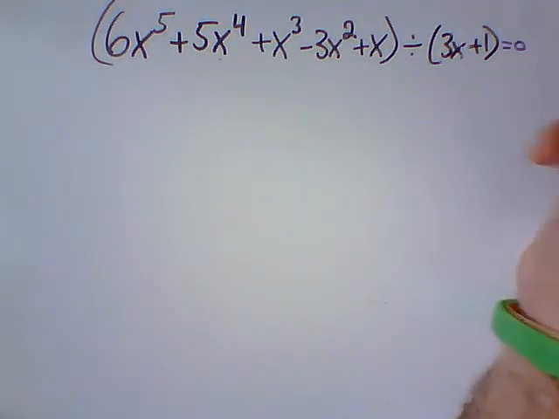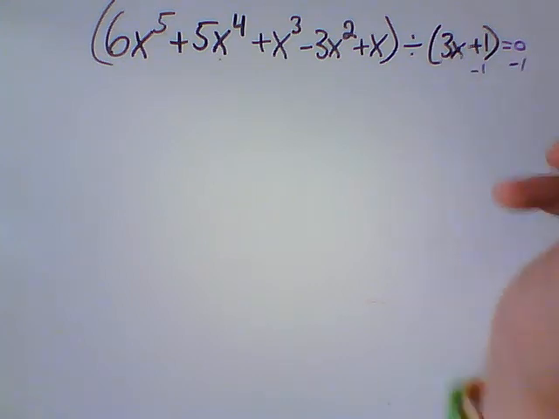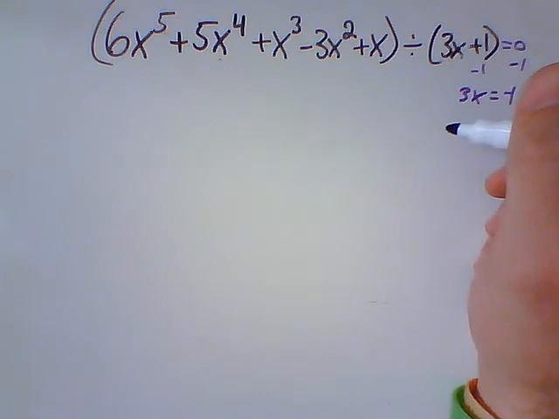Set this guy equal to 0. Know what we're dividing by and all that other good stuff. Subtract 1 from both sides. 3x equals -1.